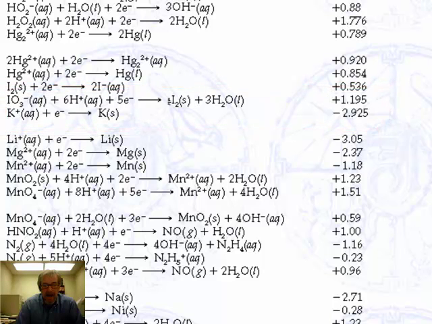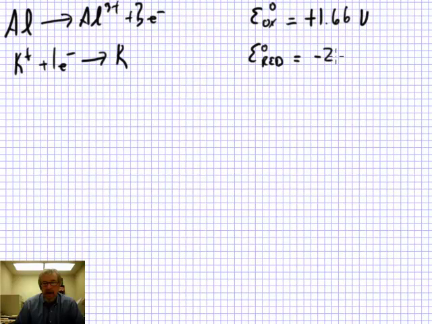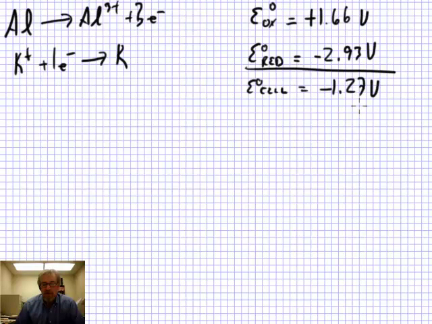Now, knowing that, let's put those together and find our E cell. So our oxidation potential was a positive 1.66 volts. Our reduction potential was a negative 2.93 volts. So our cell potential is the sum of these two, and that's going to come out to be a negative 1.27 volts. Now, since E cell is negative, we do not have a spontaneous reaction here, and so we can't write an equation. This is a no reaction situation.